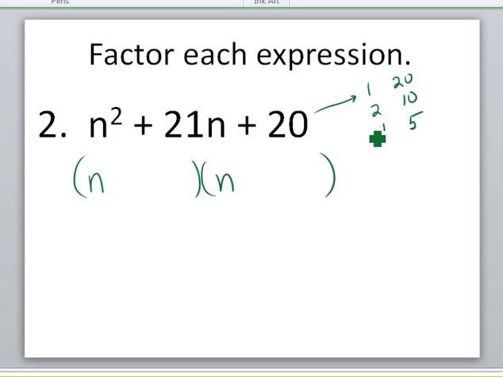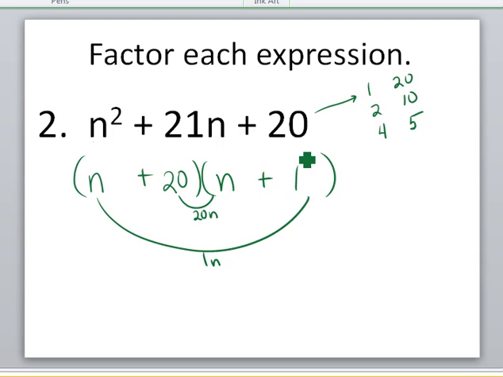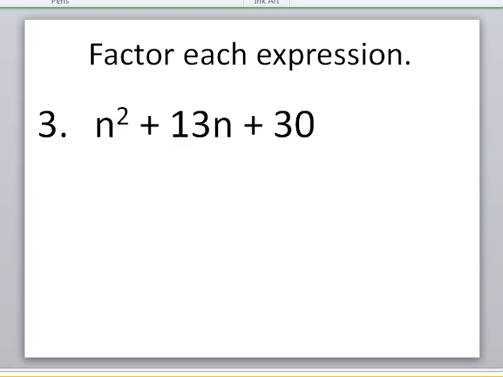Now, these, if you add them, you get 9. If you subtract them, you get 1. You add them, you get 12. You subtract them, you get 8. You add them, you get 21. Those are the ones I'm looking for. I need a 20n and a 1n, which would give me a 21n, so I will be adding those together. If I would have put 4 and 5 in here, I only get a 4n and a 5n, which would have given me a 9n. That wouldn't have worked.